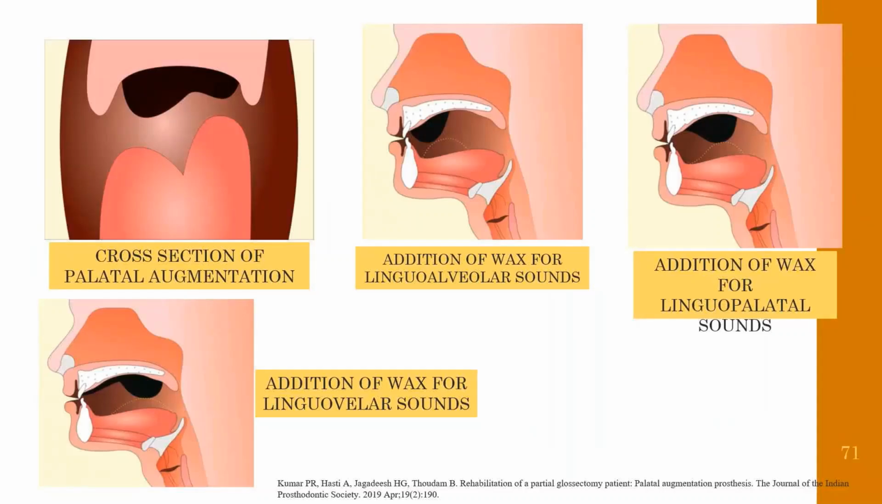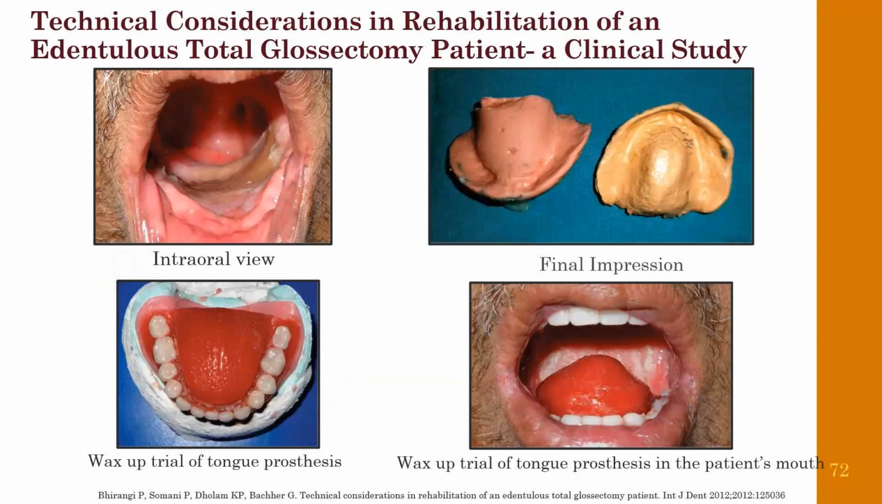This is the cross section of palatal augmentation. Addition of wax for linguoalveolar sound is seen. The wax is added on the anterior part of the palate. The wax is added on the middle part of the palate for linguopalatal sound and on the soft palate for the linguovelar sounds. Technical considerations in rehabilitation of an edentulous total glossectomy patient, a clinical study.